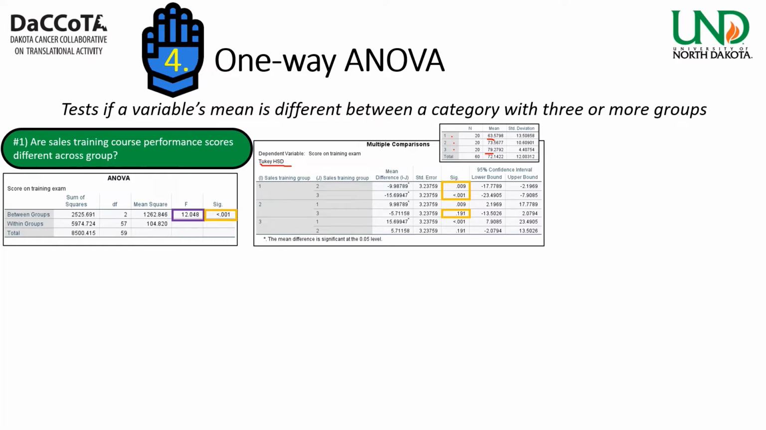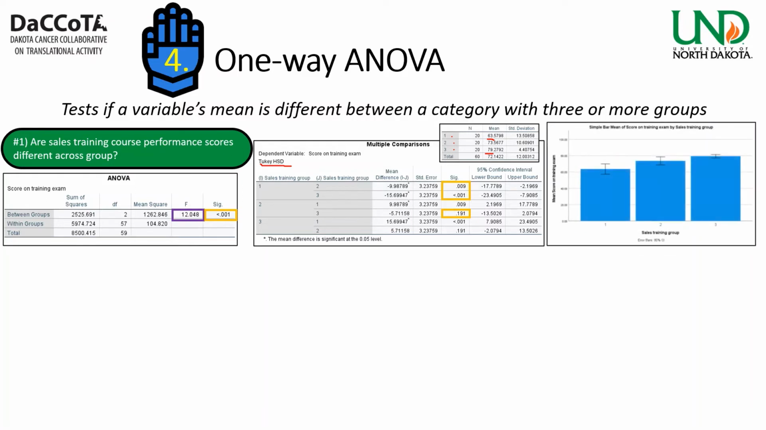So it looks like 1 is significantly different from 2, and 1 is significantly different from 3, but 2 and 3 are not significantly different. This can be shown in the graph here and summarized in our results. So group 3 had the highest, it was significantly different from 1, and 1 was significantly different from 2, but 2 was lower than 3, though not significantly.